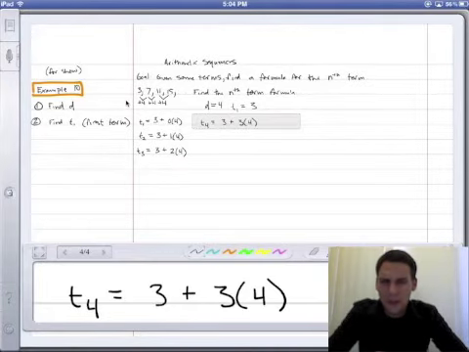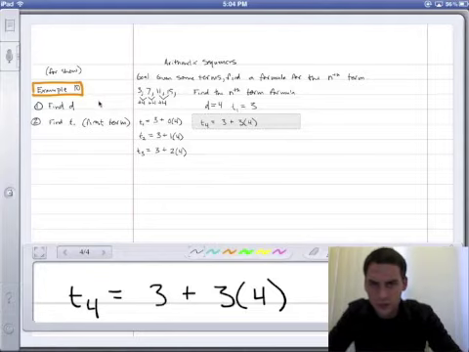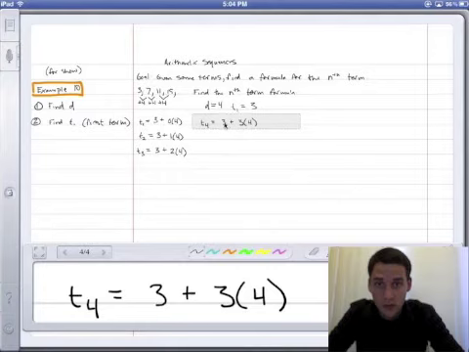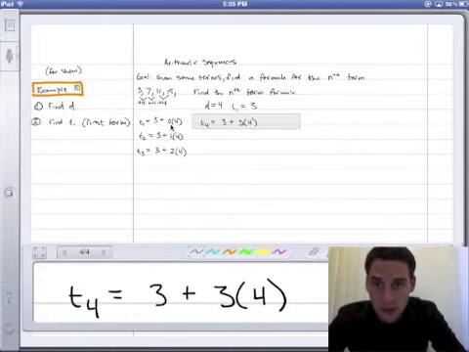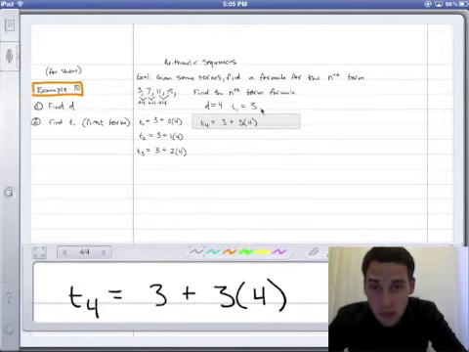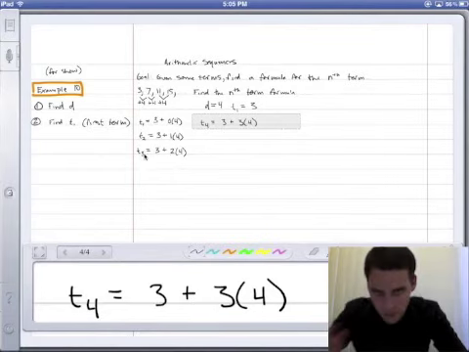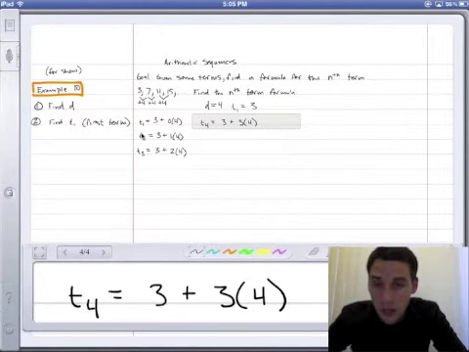So why did I do all of this? Well, first of all, I want you to take a look at this. The 3 stays the same every time, and that's the first term. T sub 1 stays the same. The next thing that I want you to notice is this number and this number. The one over here is always one less than the term number, the subscript.